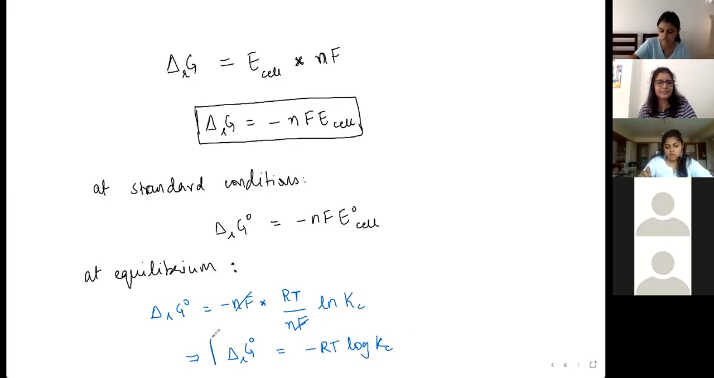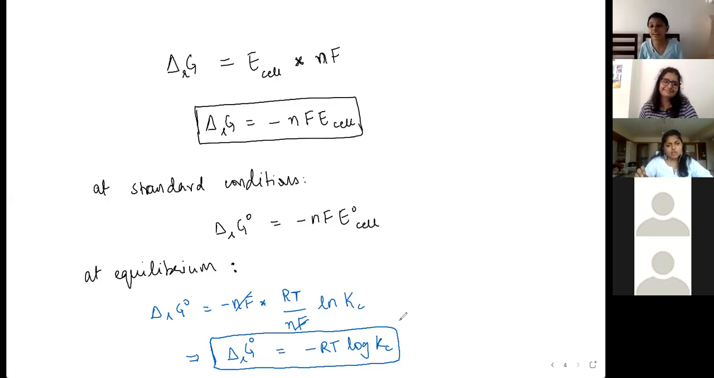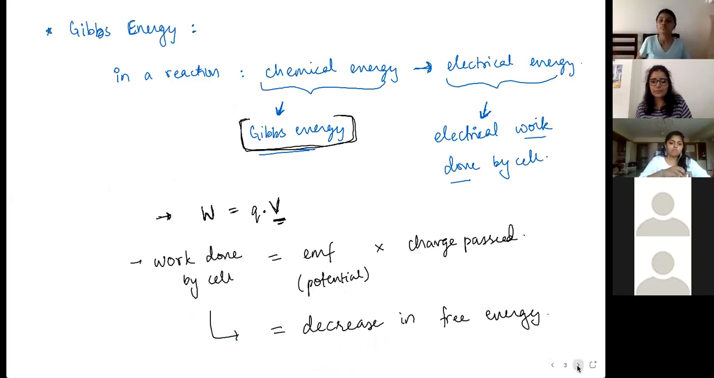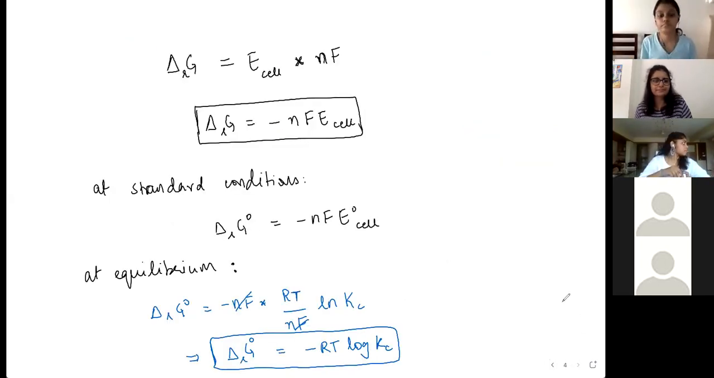Now, does this expression look familiar? Yeah, I think I saw it. When we were doing equilibrium, we had done this. So all the quantities like your electrode potential, Gibbs free energy, equilibrium constant, you have the relation between all of these quantities. Now let's do a bunch of problems relating to this.